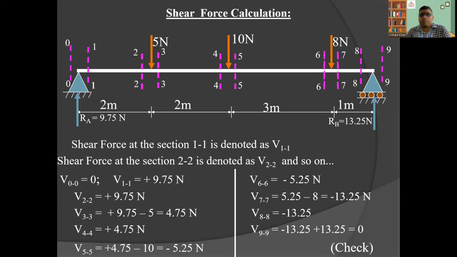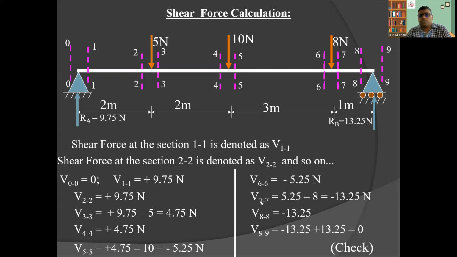So in section 5, the previous value you can take directly, and if any new force is acting in that present section, you consider it with the sign convention of shear force. So that is also a negative sign, so it will be minus. Now it has become minus 5.25 Newton. So let's see the next section, it will be the same as at section 5.